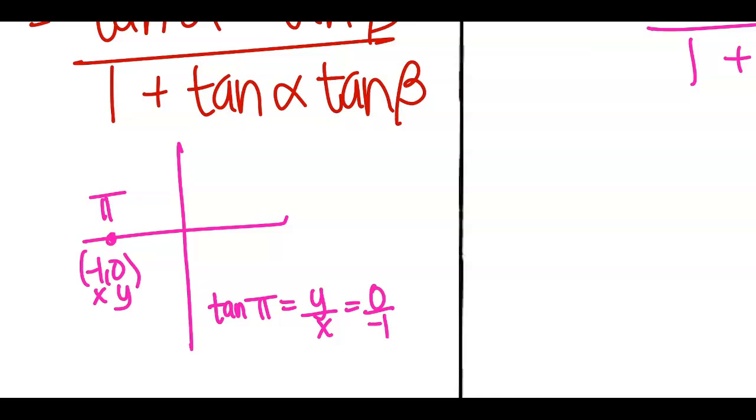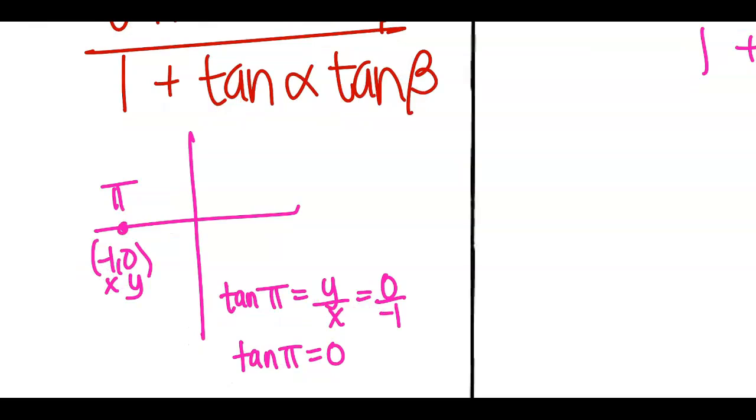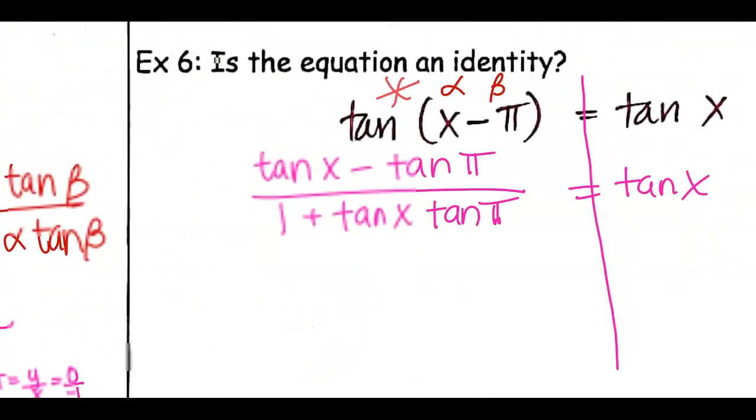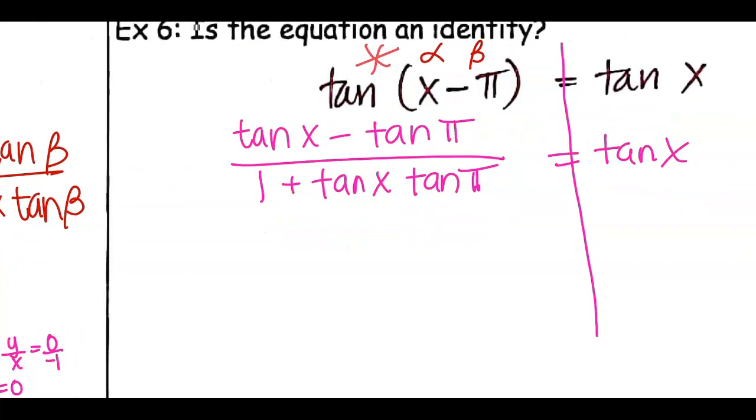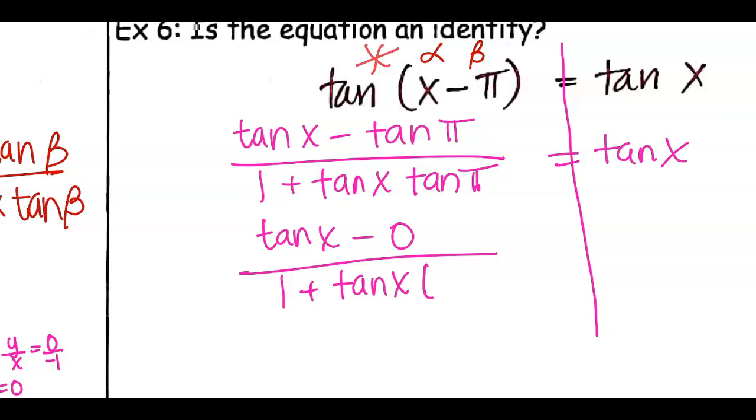So my question to you guys is, what's 0 divided by -1? That's just going to be 0. It's not going to be undefined. It'll just be 0. So everywhere you see a tangent pi, y'all can replace it with the 0. So we'll have tangent x minus 0 over 1 plus tangent x times 0. That is a 0, not a 6. That should equal tangent x.